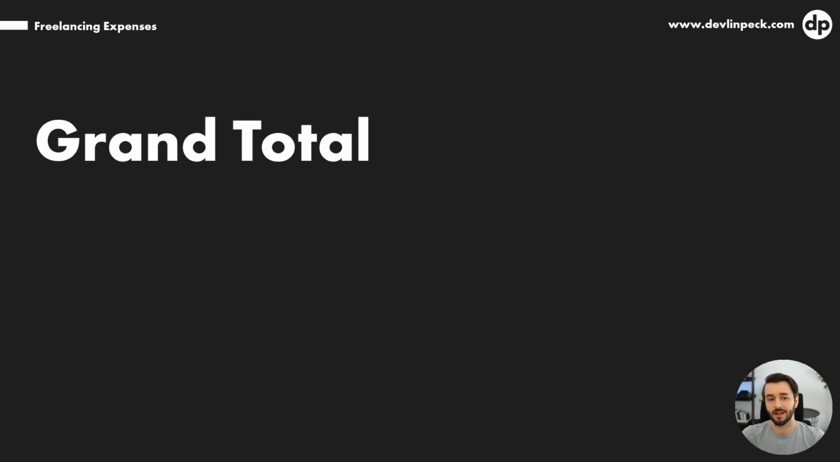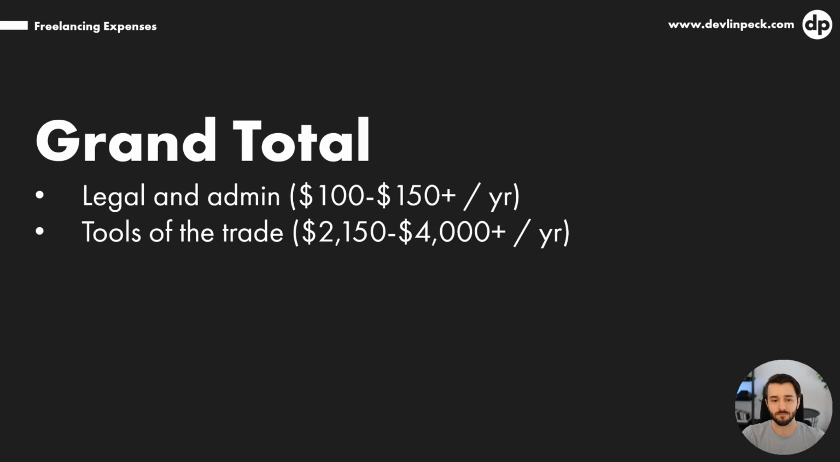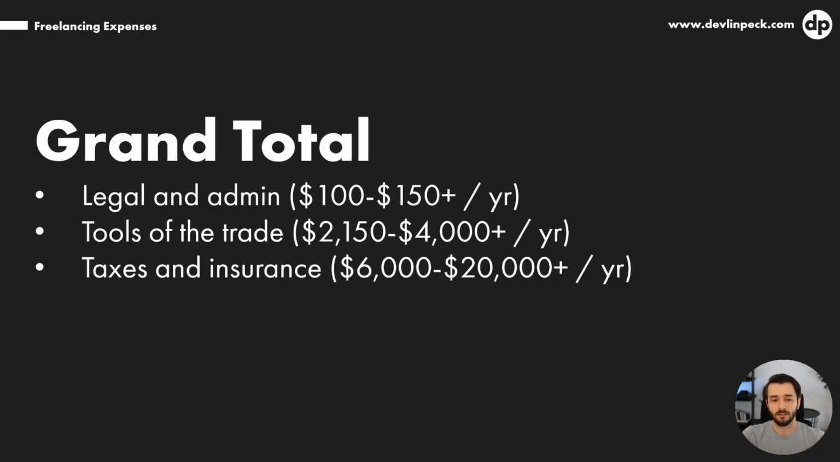Let's see what we're actually looking at. So with the legal and admin expenses, this is anywhere between $100 and $150 per year. If you're in a state with expensive LLC fees, it might be closer to $500 per year, but I don't think it goes that high. Tools of the trade. This will be a big expense. This is anywhere between $2 and $4 grand per year. I'm sure you can do this on the low end, especially when you're just getting started and doing some simple instructional design and e-learning development projects.